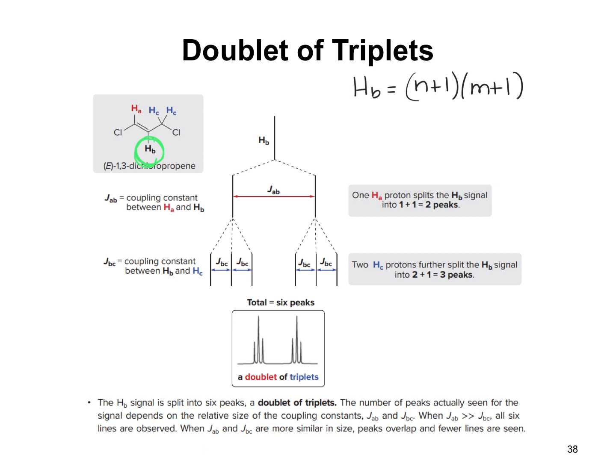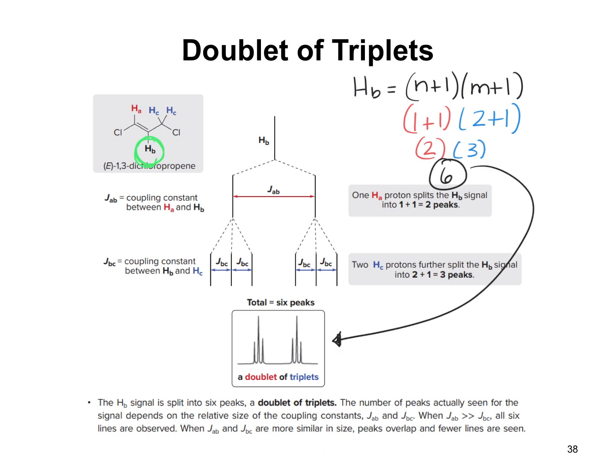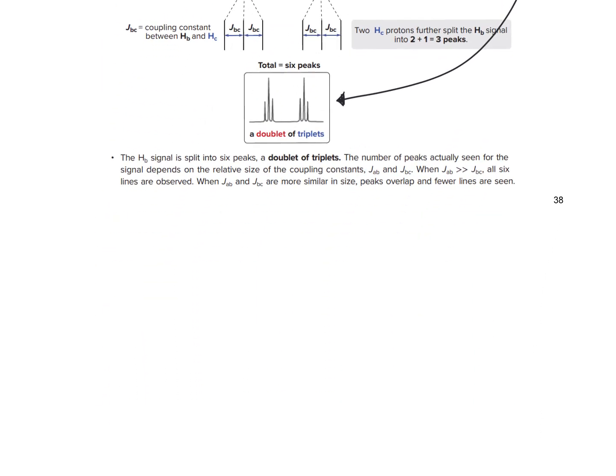So the way that we can calculate this kind of quickly is to say, all right, 1 plus 1, which is from that HA, and then 2 plus 1, which is from the HC, and so that's 2 times 3, which gives us 6, which is what we observe here, okay? So if this is across a double bond or with a ring, then this is the formula that we use, okay? I want to do another example, just for funsies.